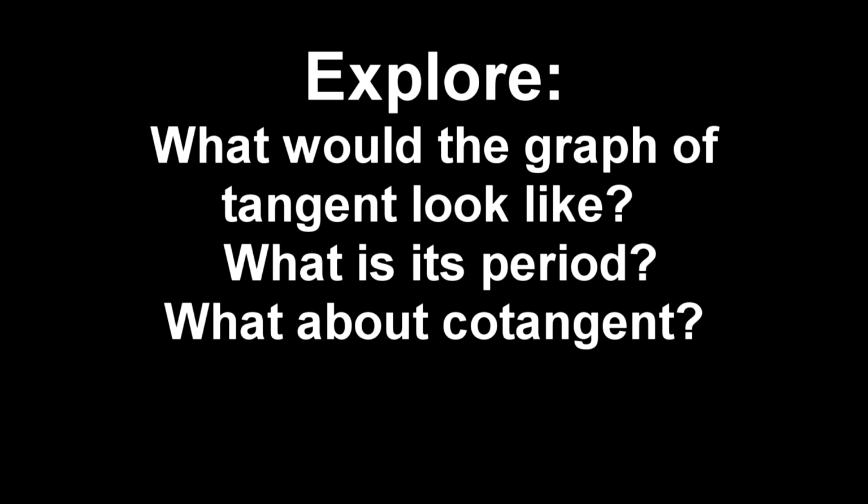Another exploration is looking at the graph of tangent. What would tangent look like? Well, go back to its definition. Tangent is sine divided by cosine. So go to something like 30 degrees, grab its value from sine and cosine, and divide them and see what you get. Do that with a couple values and start plotting out what tangent looks like. What's its period? What does cotangent look like?